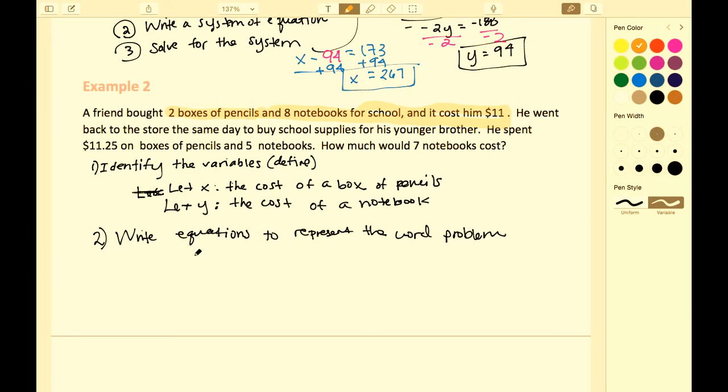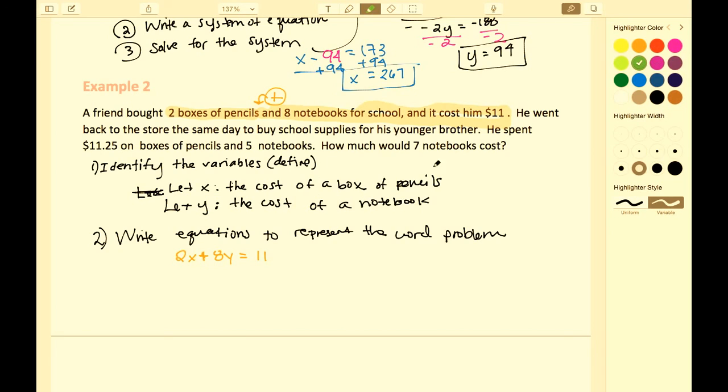So what we can do is write this as 2x, because there's 2 boxes of pencils. X represents the pencils. And the word "and" means plus, definitely plus right here. And so we can add 8 notebooks, and notebooks is represented by y. So 2x plus 8y, and it cost him a total of $11, equals 11.